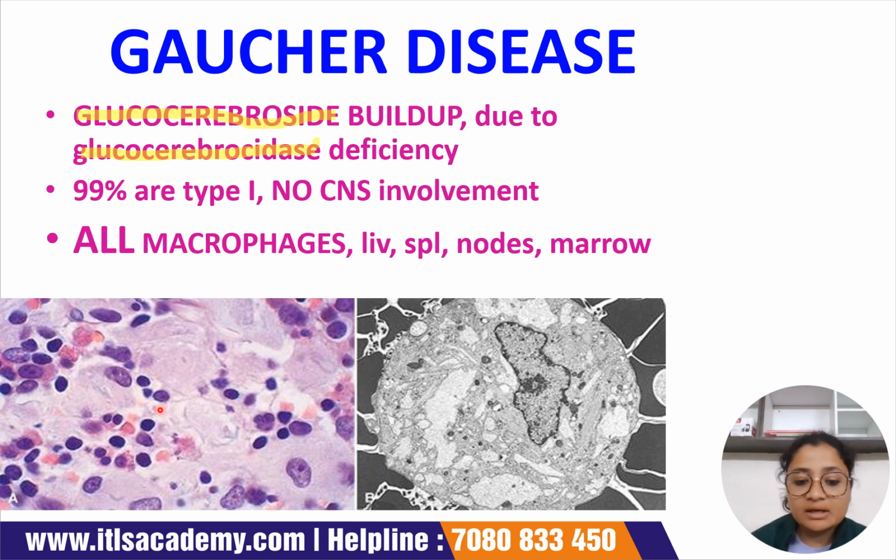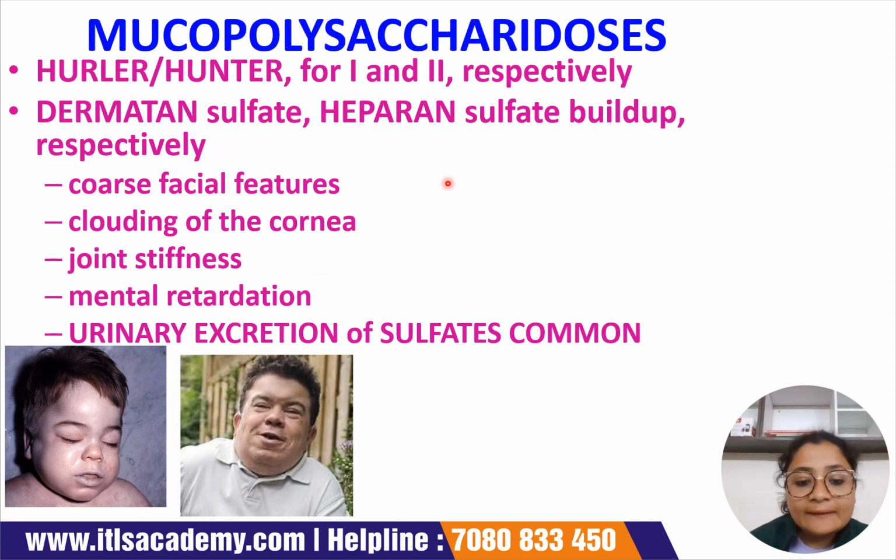So again this is the microscopical view, and this is how typically the cerebrum of the person suffering from this disease will look with the deposits of glucocerebroside. And then we have mucopolysaccharidosis. What is that? Mucopolysaccharidosis. Again, different types are there.